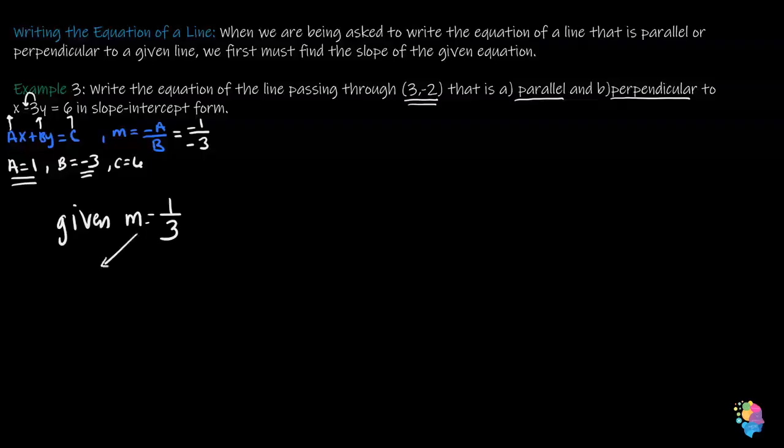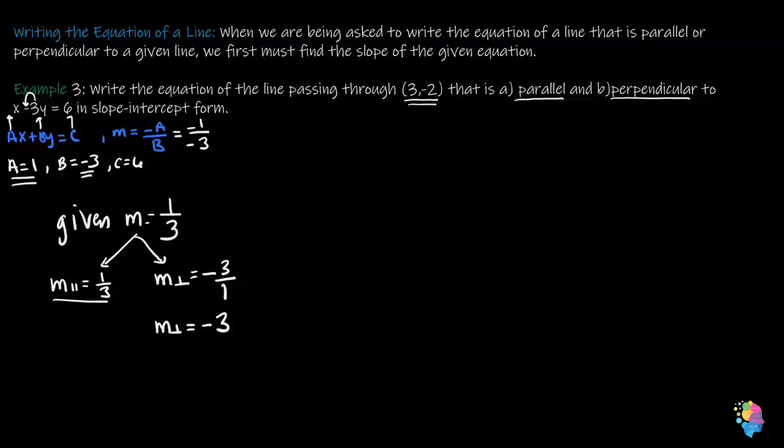Then the slope of the parallel line will remain the same, but the slope of the perpendicular line is going to be the opposite reciprocal. So since the given is positive, the perpendicular will be negative. That's the opposite part. And since the slope of the given is 1 over 3, the reciprocal will be 3 over 1. But 3 over 1 is just 3. So the slope of the perpendicular line will be negative 3.